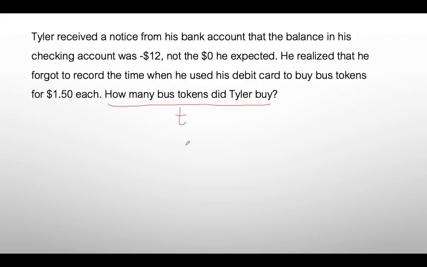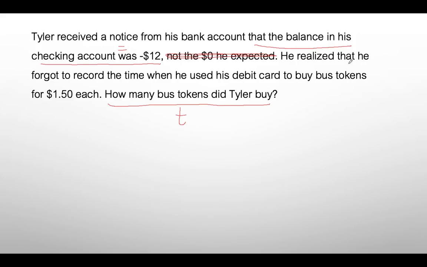Now, when I go back, it says that the balance in his checking account was negative $12. So what's happening is this is what my bank account is going to equal. When it says not the zero he expected, this is called a distractor. I don't care what he thinks or what he thought he had in his bank account. I care how much he does have in his bank account.